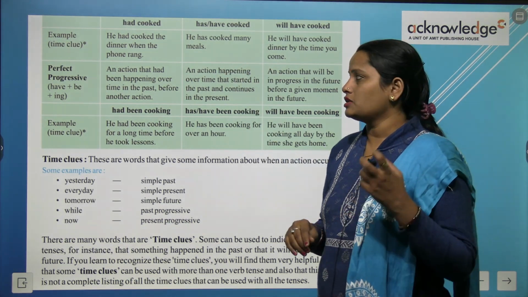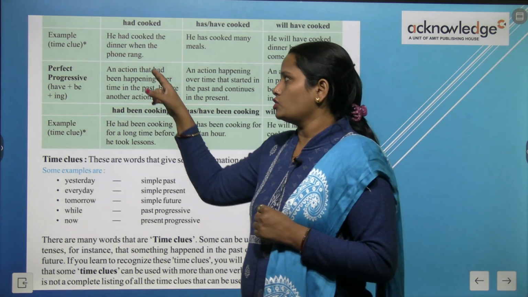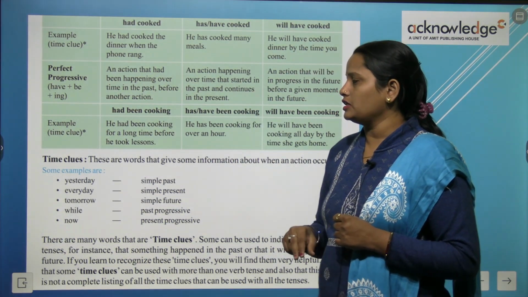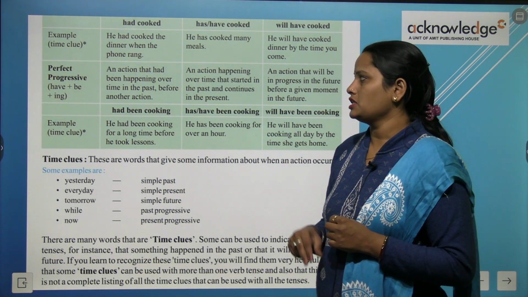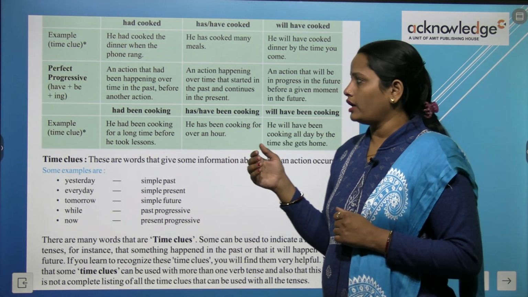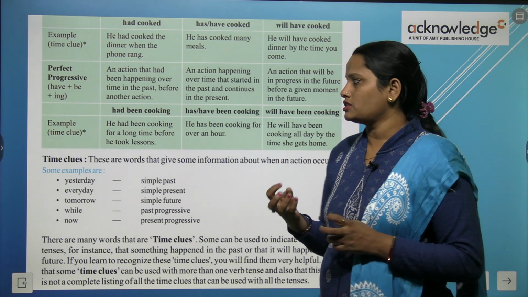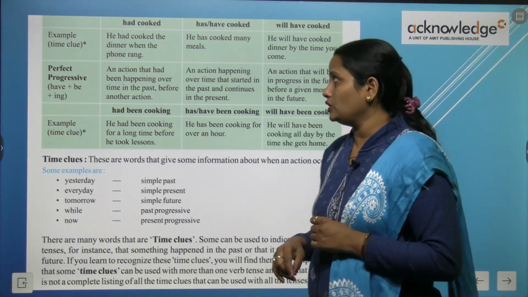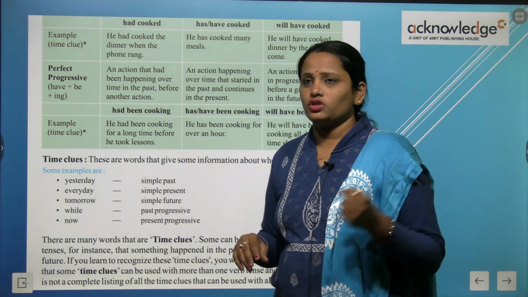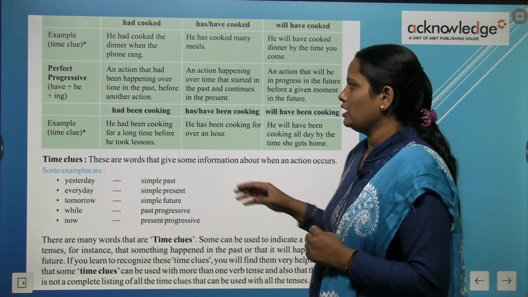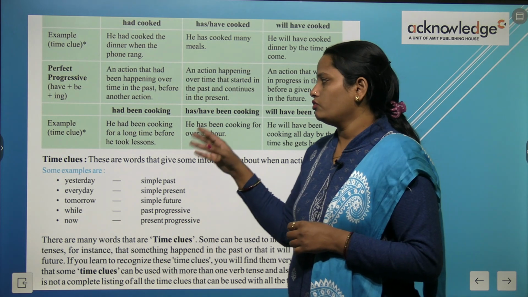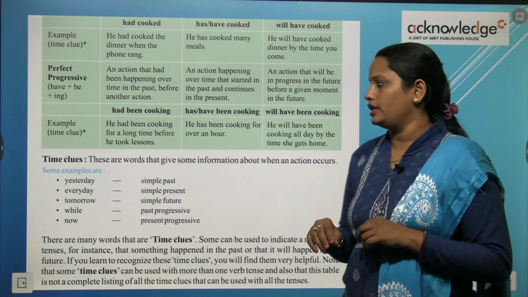In the past perfect progressive tense. So past perfect progressive tense में क्या होता है? An action that has been happening over time in the past before another action. So ऐसा action जो past में हो रहा था जब तक कि दूसरा action start हुआ. तो अब यहाँ पे हमने had been cooking लिखा है, यहाँ पे तो had cooked था in the past perfect. अब जब हम past perfect continuous में कर रहे हैं, तो had been cooking लिखेंगे. Example is he had been cooking for a long time before he took lessons.